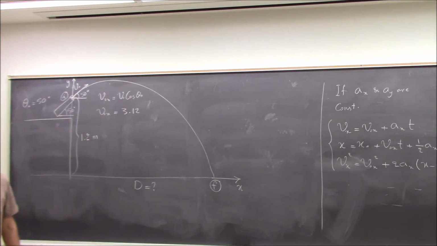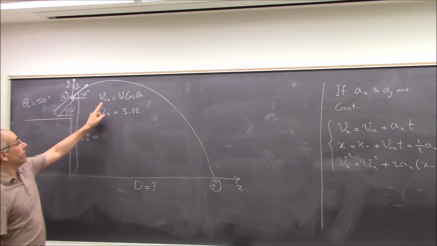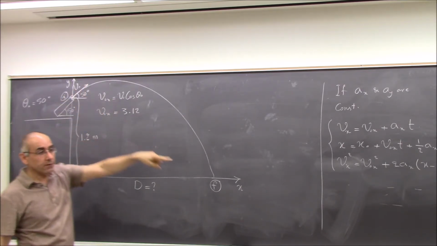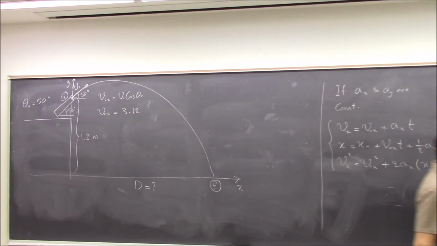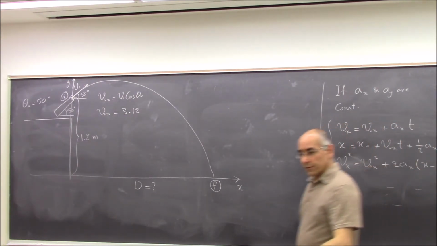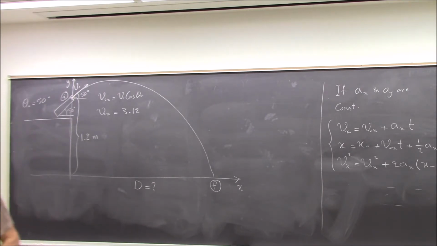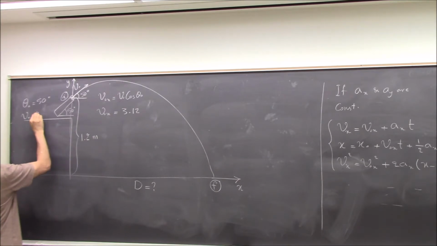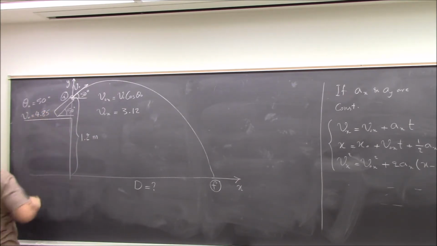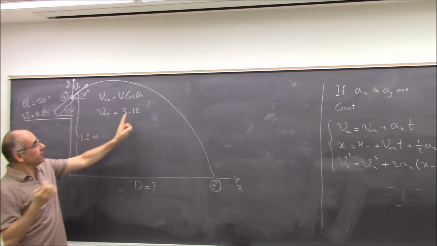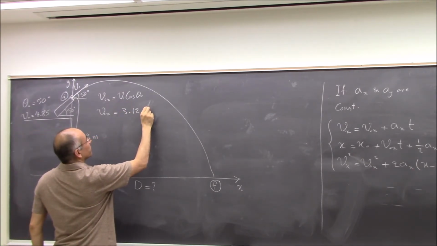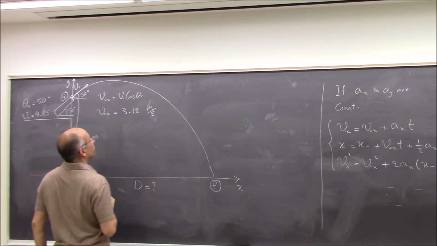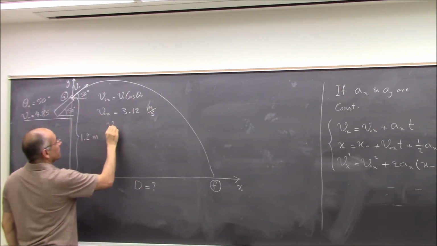What was our velocity for V naught? V naught is the speed at which the launcher launches the ball in the previous test. It's the same. If it launches the ball with the same speed, then the magnitude of the velocity at the beginning is V naught, which we found before, 4.85. Multiply by cosine of 50, you get 3.12 meters per second.